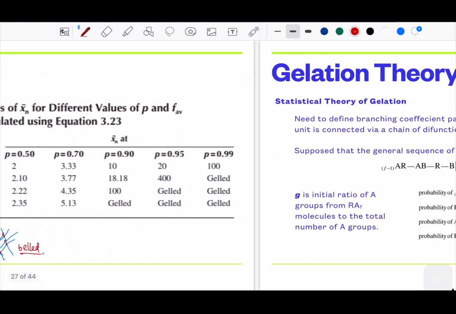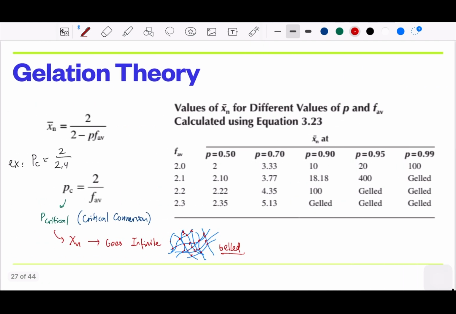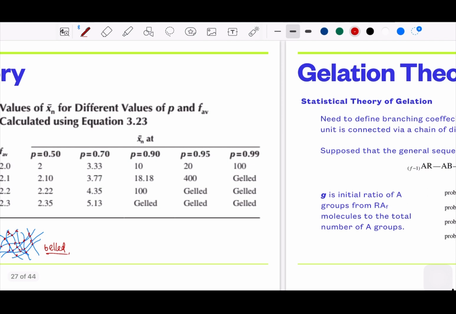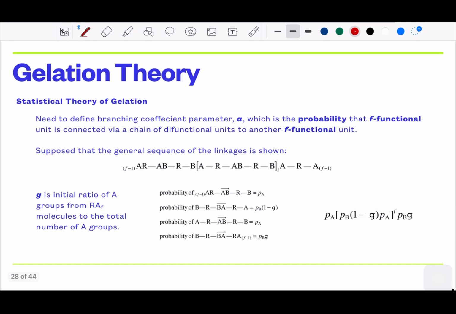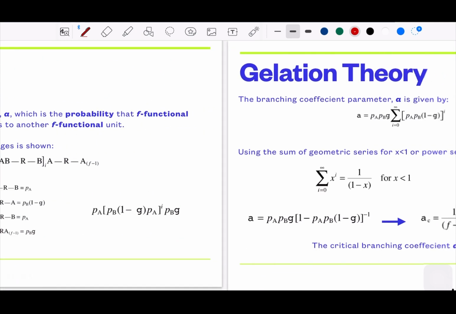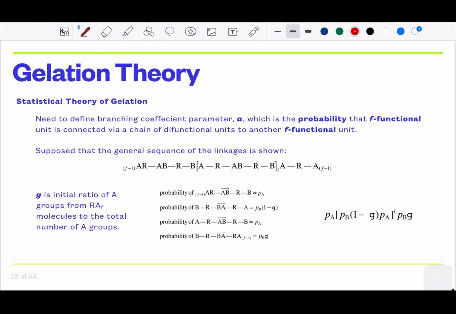But before that, there are some statistic theory of gelation. Okay. Perhaps going to this first before we move to the weakness of gelation theory. So there are some statistic theory of gelation.